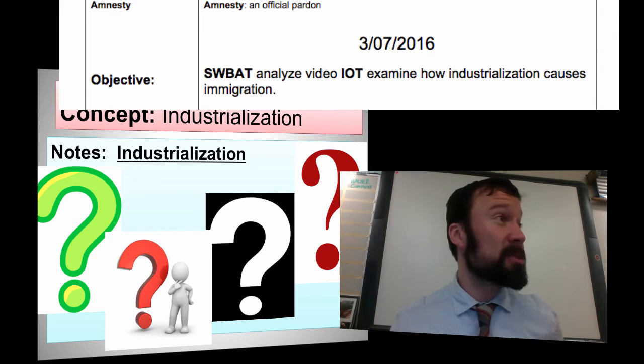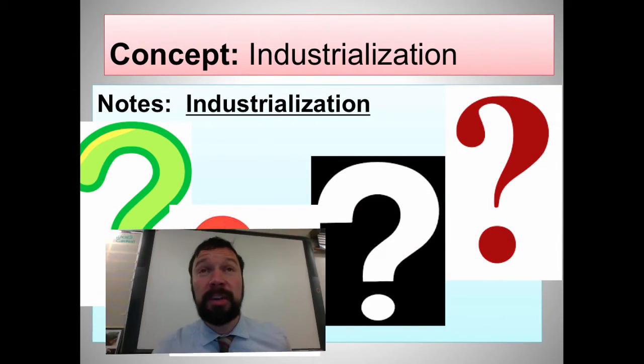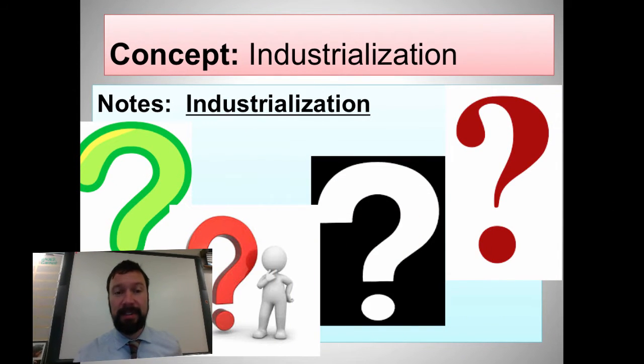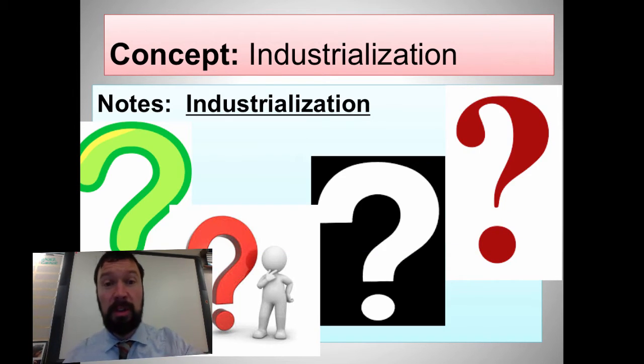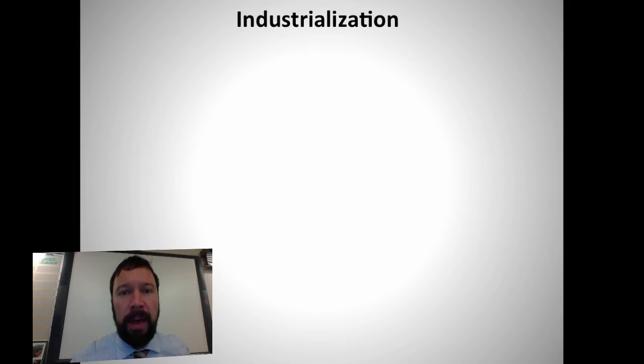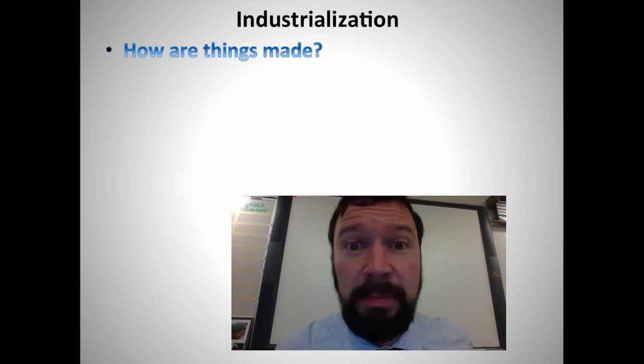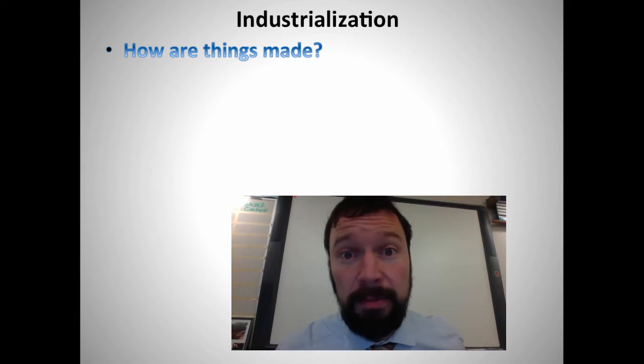Industrialization. What is it? Well, we're going to take a look. I'm going to access different parts of your brain, so please, even though you're watching this as a screencast, participate as you normally would. Write down the answers, only the answers to the following questions. You should be writing the concept, of course, industrialization as well. Okay, here we go. How are things made? Think about it. Write something down.